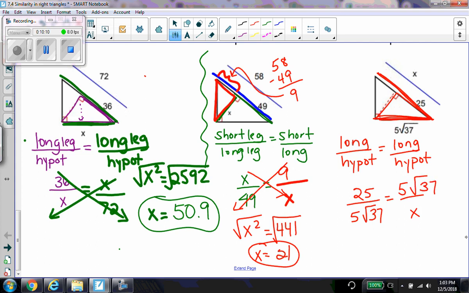All right, so that doubles as the long leg in the big triangle. It's a hypotenuse in the medium triangle. I've got to cross multiply. 25 times x is 25x. And 5 square root of 37 times 5 square root of 37 ends up being 925. Divide each side by 25. And I do come out really nicely. x is going to be 37.